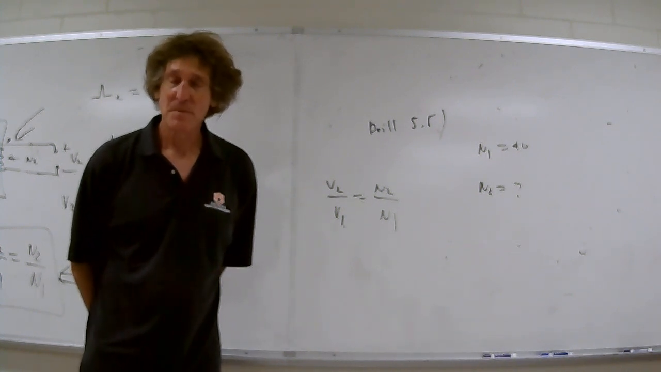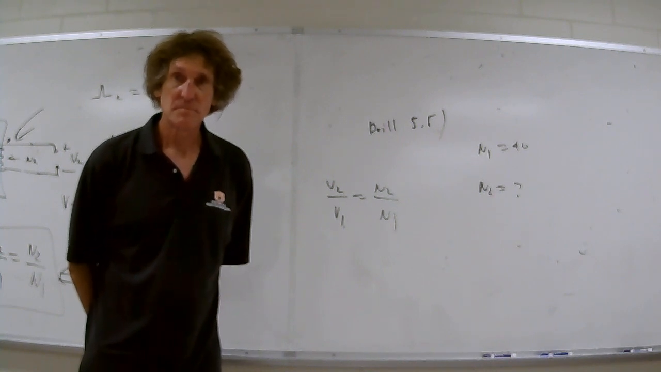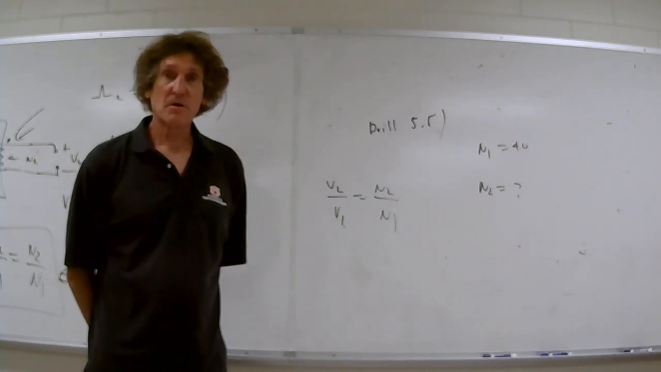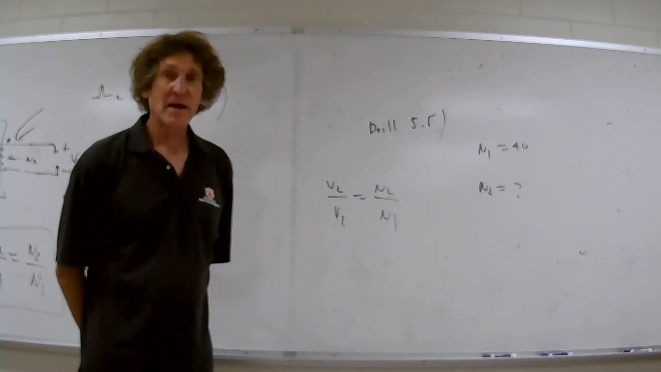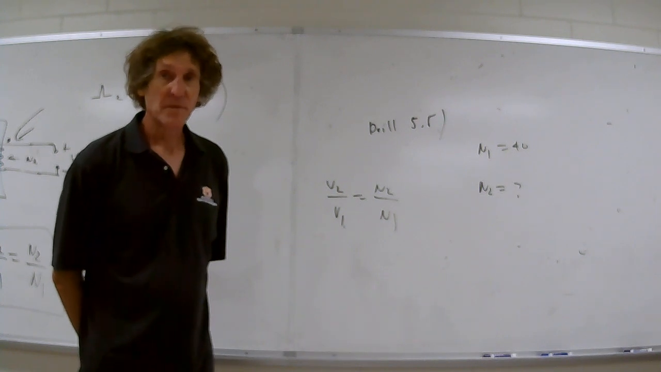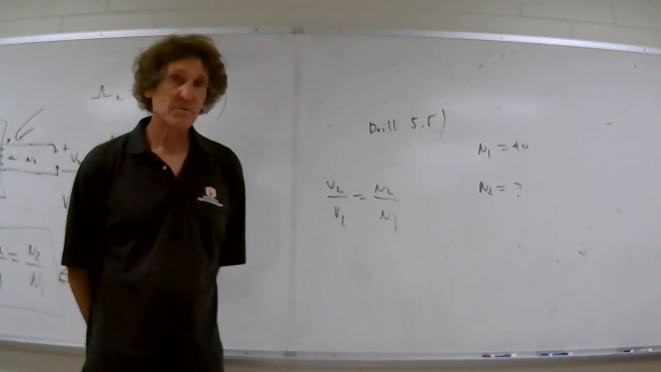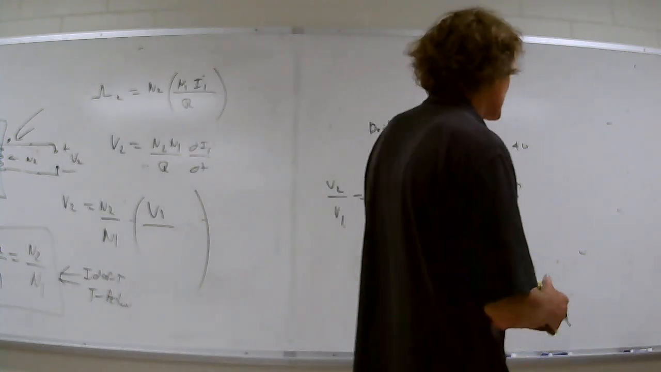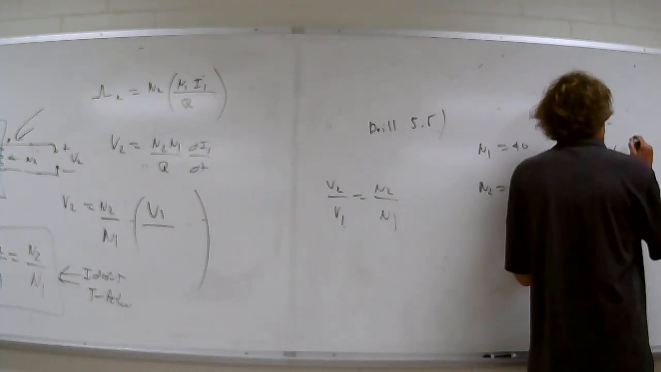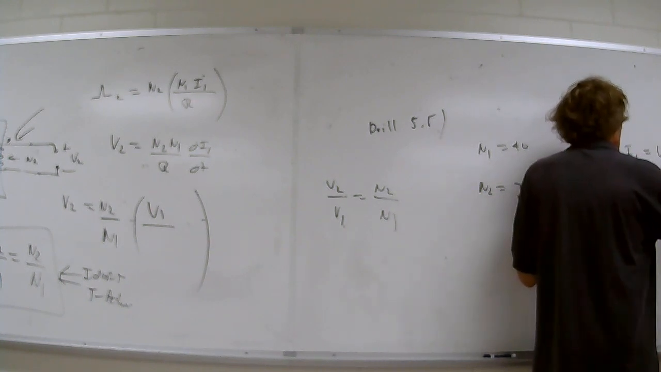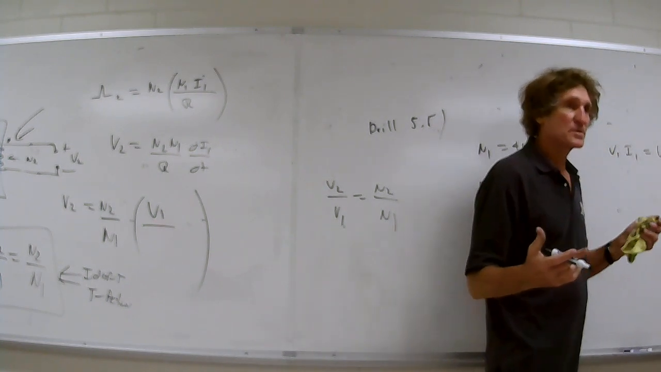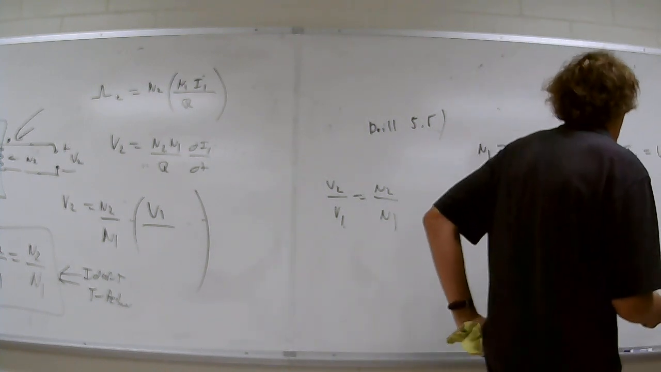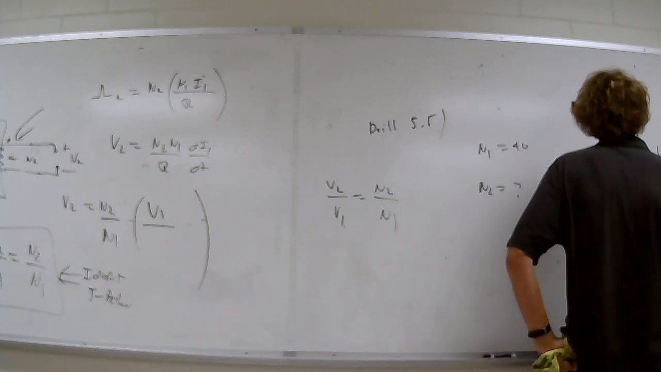Does he ask anything else? He asks what happens to the current. Current goes down. When voltage goes up, current goes down by the same factor. So remember, N1 I1 is N2 I2. Current will go down by a factor of 2. The product of power is the same. Here's the way you think about this. V1 I1 will be equal to V2 I2. You all know the power is voltage times current, right? That'll always work.